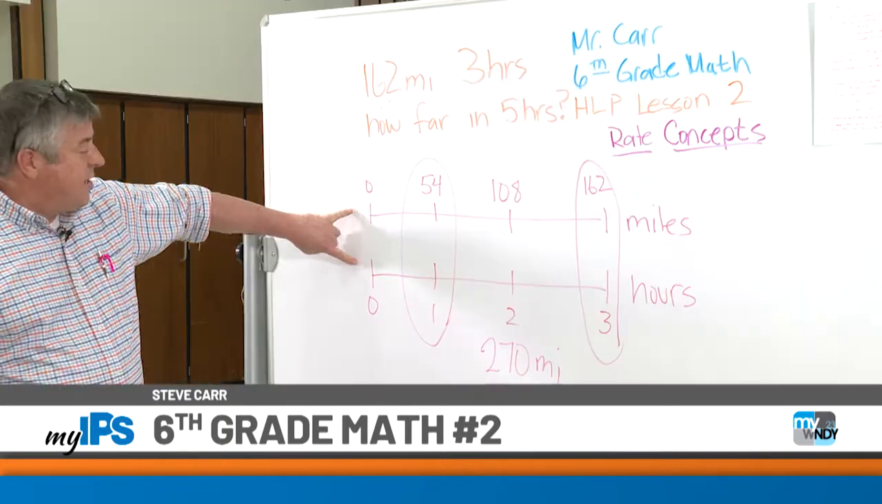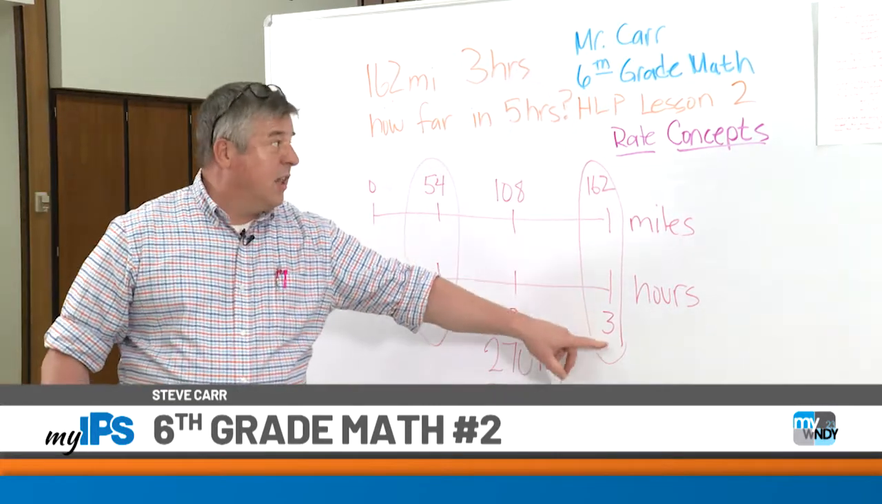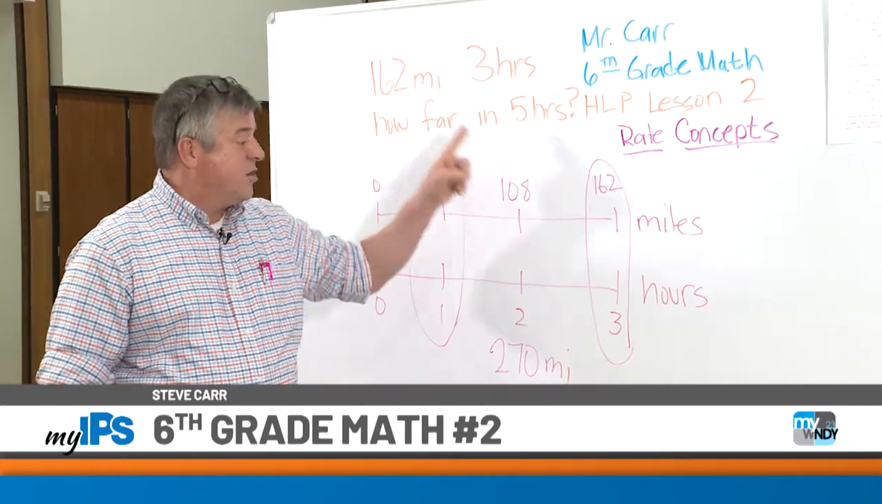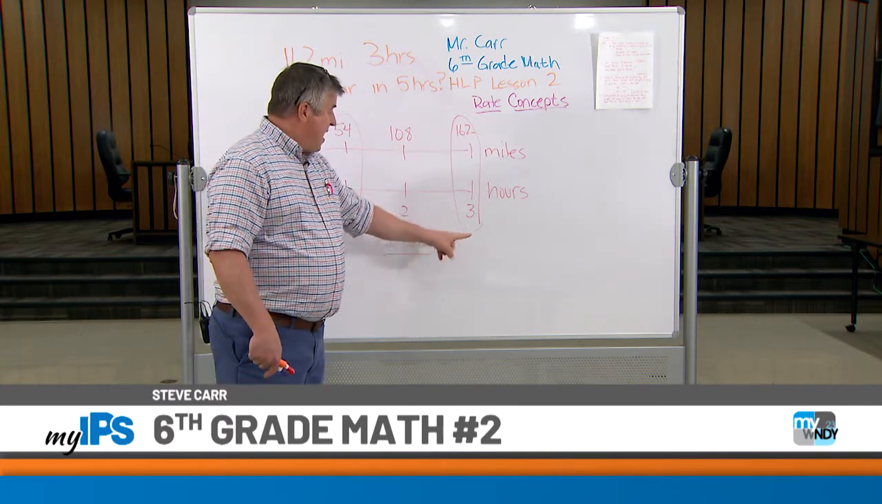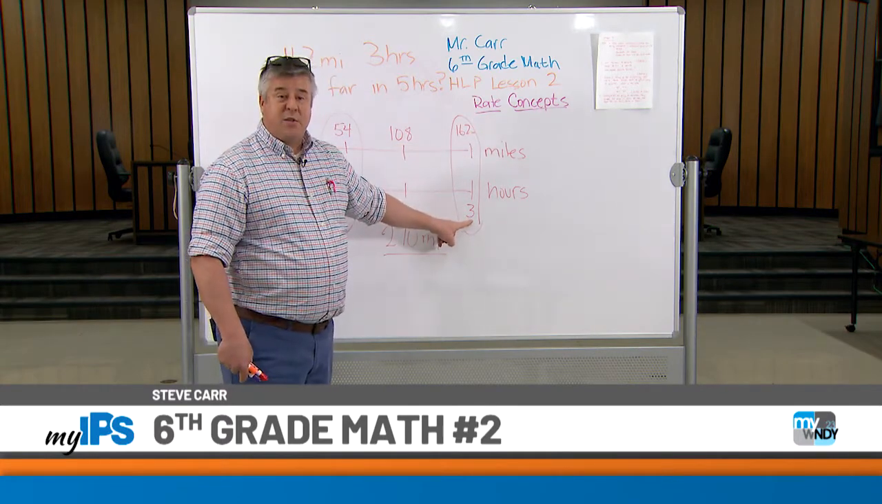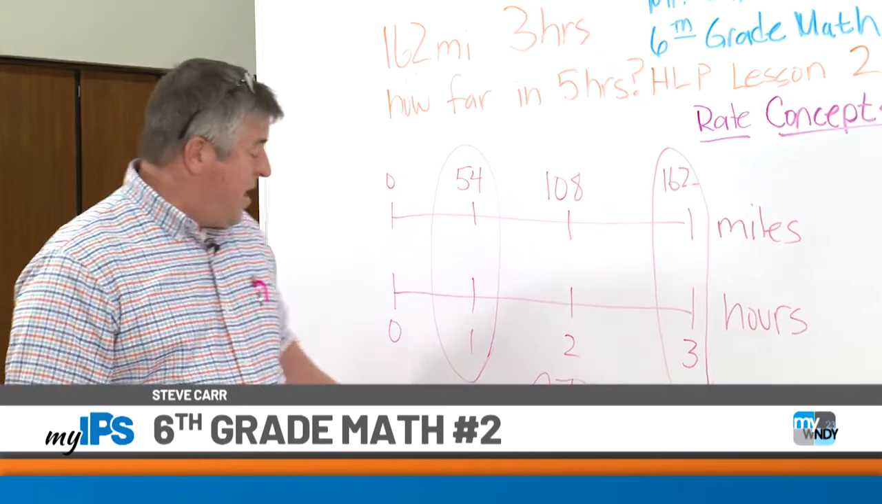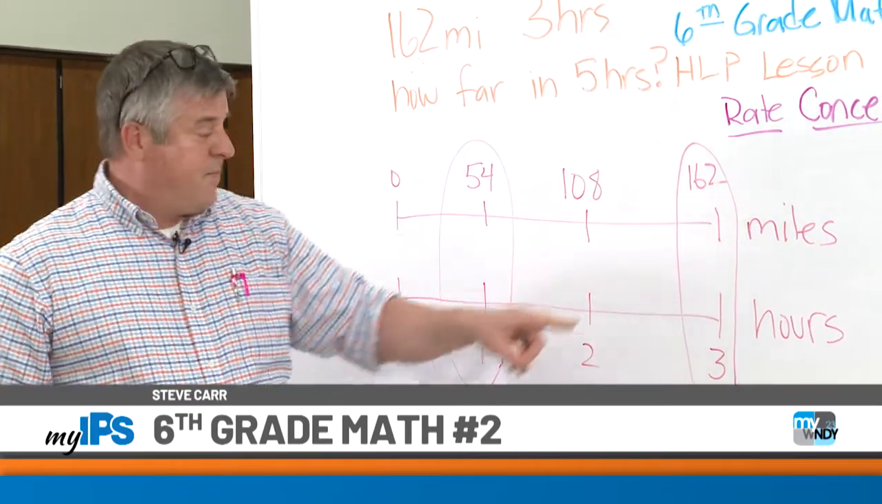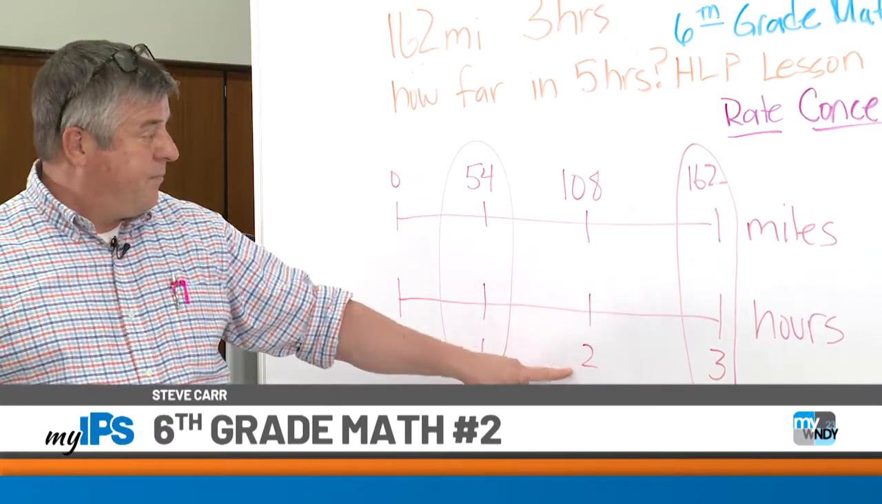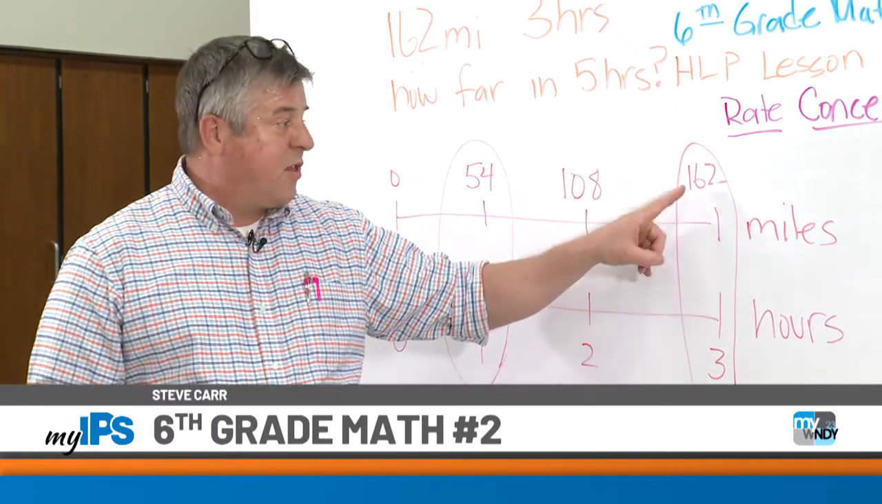When you're making your double number line, remember, know your 2 units, miles and hours. We always start at 0. Know what your total is. We started with 3 hours and 162 miles. They're going to line up. They're equivalent in this case. And then break into as many pieces as you're going to need. We divided 3 by 3, so we do the same thing to 162. And now we line up at 1 hour, at 2 hours, and at 3 hours.